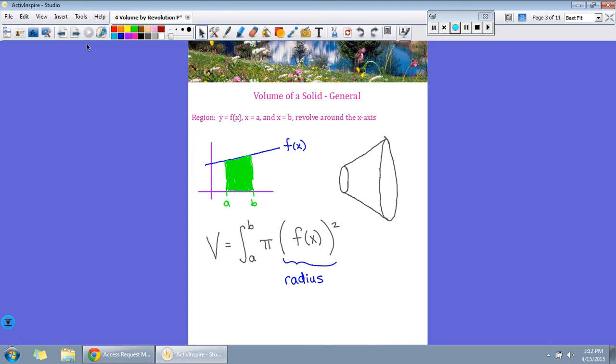So in general, we're using the cross-section of a circle, so our interval is going to go from a to b, and then we're going to have pi, the radius squared, and the radius is going to be whatever function you are given. When you rotate it around the x-axis, you're going to get a cone-type shape, but just that the end is cut off, and the x-axis is the dotted line in the middle.